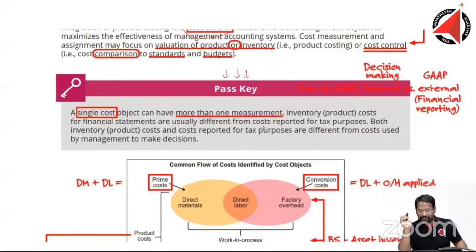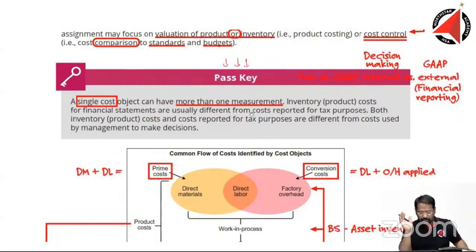A single cost object may have more than one measurement. For example, inventory product cost for financial statements is usually different from cost reported for tax purposes and from cost reported for accounting purposes. For example, the method of inventory valuation or the method of depreciation for tax may be different, and for accounting may be different, for costing may be different. All right. So a particular cost object can have multiple measurement rules depending upon what the ultimate objective is. Are you doing it for accounting? Are you doing it for taxation? Are you doing it for costing purposes? Possible, 100% possible.